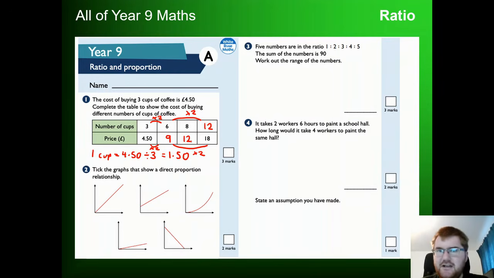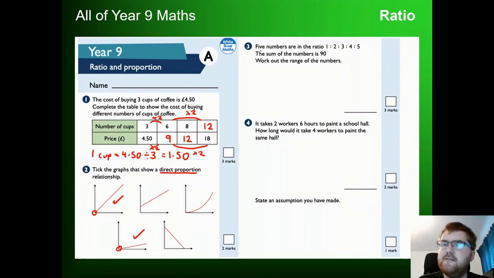Question 2, we need to tick the graphs that show a direct proportion relationship. So if it's in direct proportion, it needs to be going as a straight line going upwards and going through the origin. So with that in mind, this is going to be direct proportion. This here goes through the origin, also direct proportion as well. Notice this one here is not direct proportion because we do not start at 0, 0.